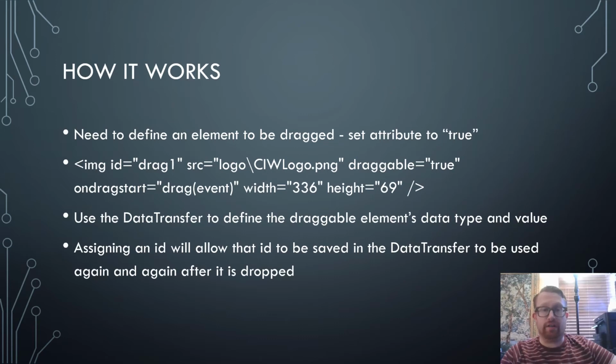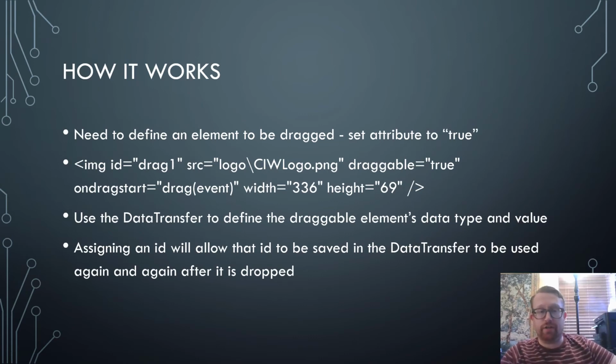First, you need to define an element to be dragged, and you set that attribute to be true. So you have your traditional way of setting up your image. You have your image ID. It's helpful to create that so that you can know what image it is, but more about that in a bit. Then you have your source, your file name, and then you need to add the word draggable equal true. And then add ondragstart equal drag event, and this allows it to be draggable. Then you would set your width and height as normal.